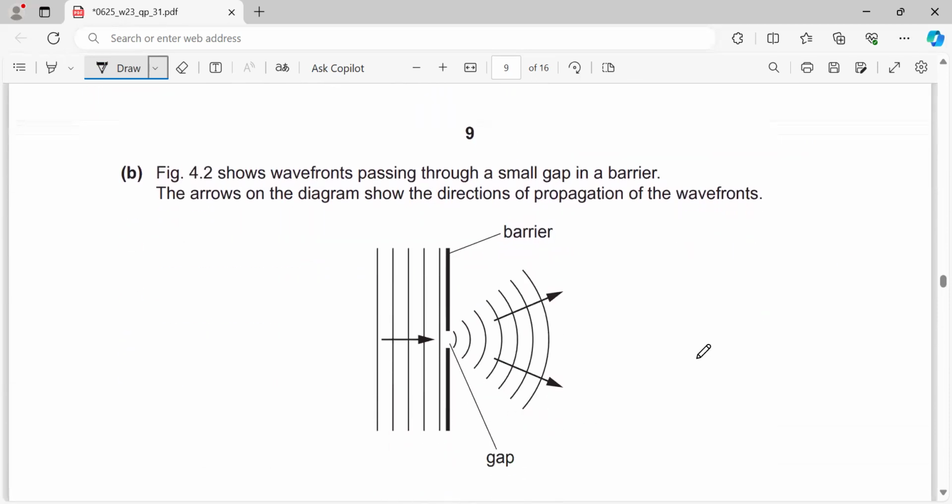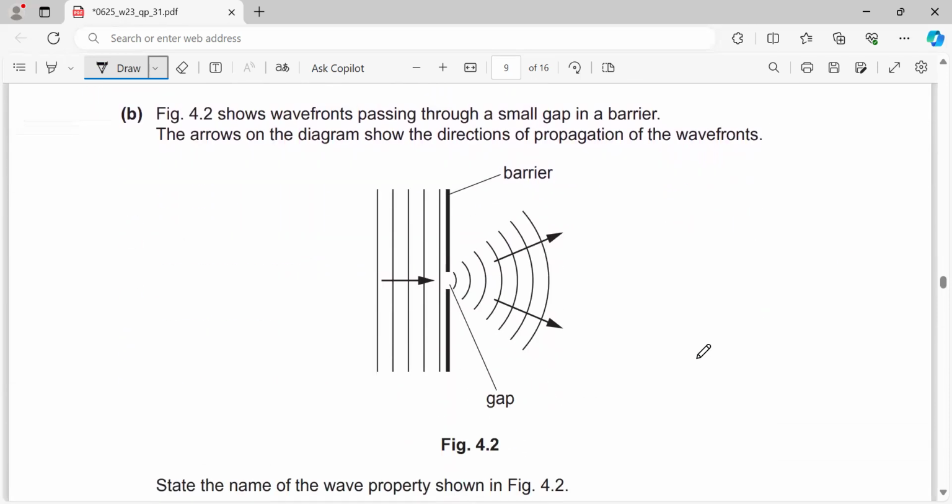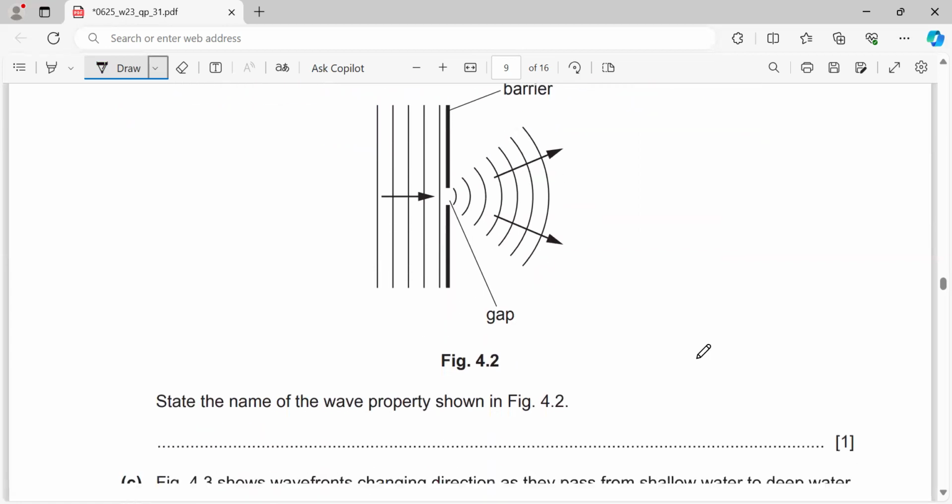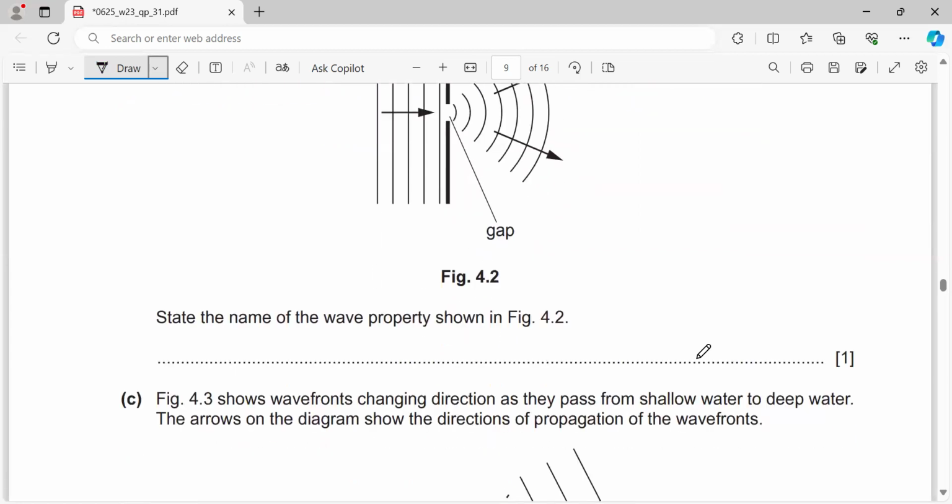Figure 4.2 shows wavefronts passing through a small gap in a barrier. The arrows on the diagram show the directions of propagation of the wavefronts. State the name of the wave property shown in figure 4.2. Of course, diffraction.